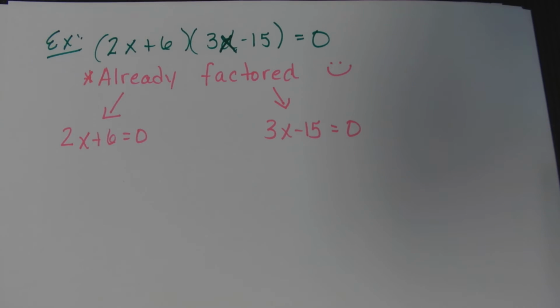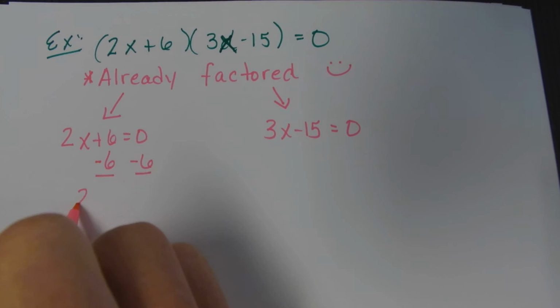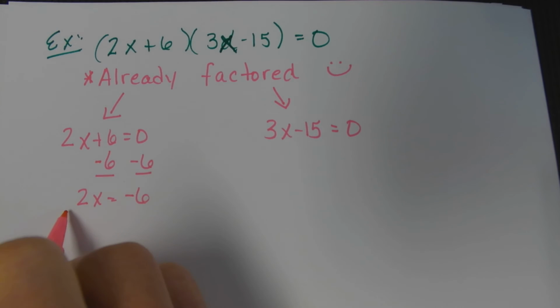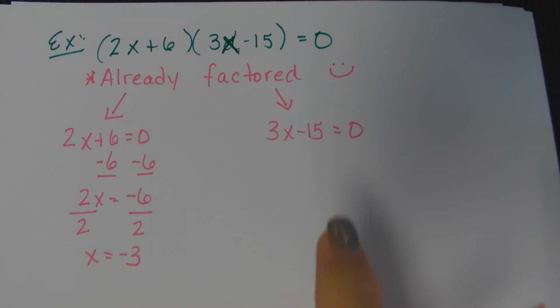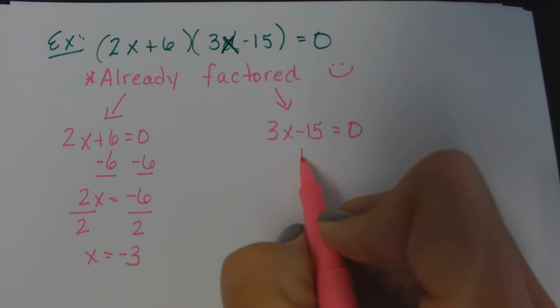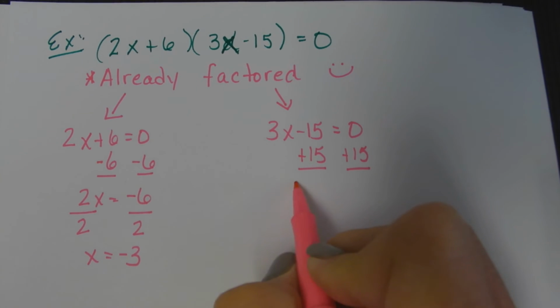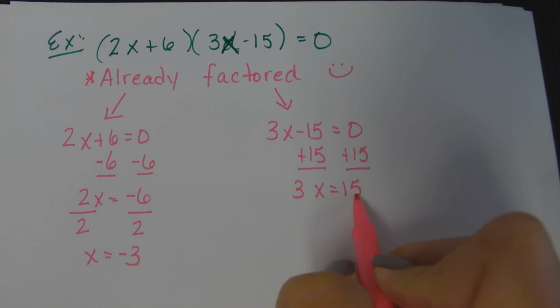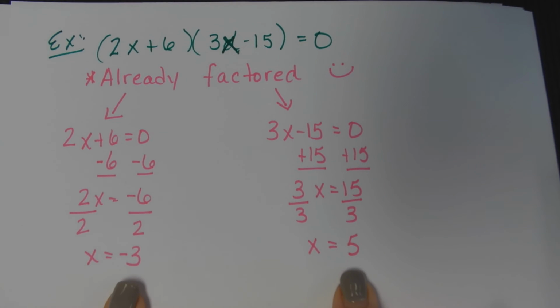So you're going to take those two separate problems and solve for x, going back to the beginning of the year. Subtract 6, 2x equals negative 6. Divide by 2, x equals negative 3. Here, add 15, 3x equals 15. Divide by 3. What does x equal here? 5. So your solutions are negative 3 and 5.